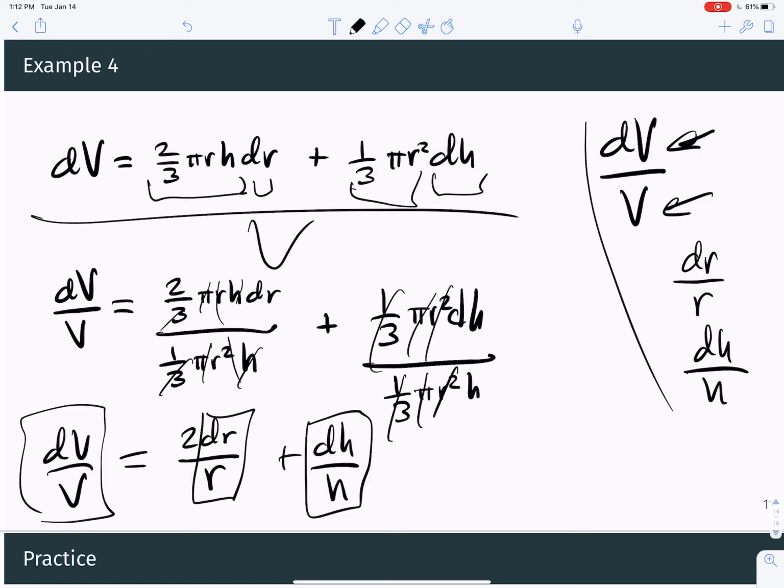You can see if your r is wrong by 1%, let's say, then your V is off by 2%, because you've doubled it. Whereas if your h is off by 1%, then your V is off by 1%. So this is a helpful way of figuring out which variables have the most effect. If you have an error in a certain variable, how does that affect the one you care about?